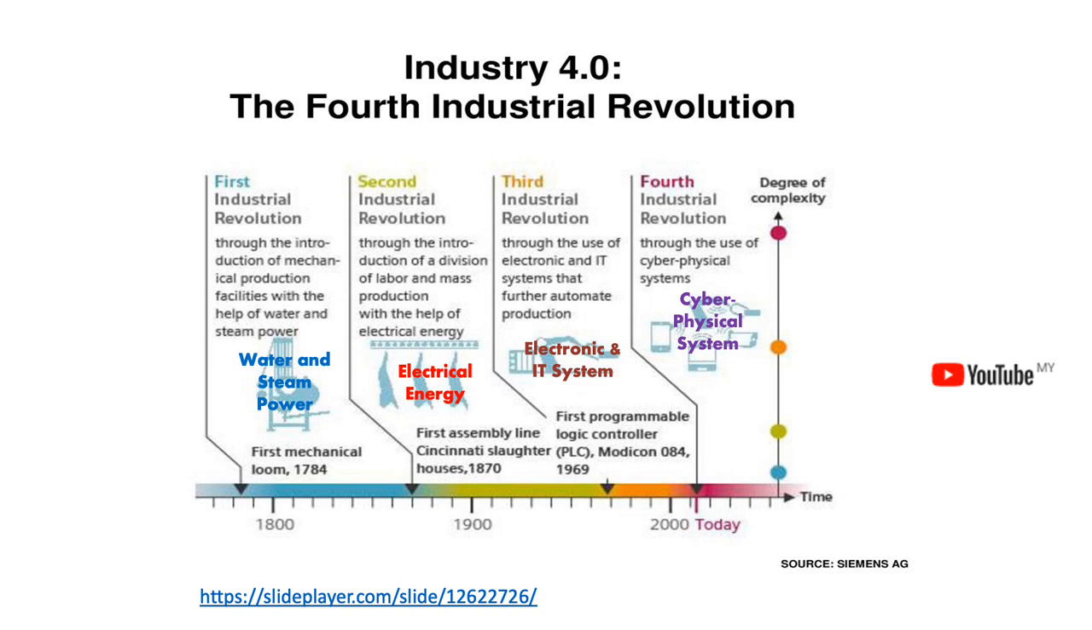Third Industrial Revolution happens through the use of electronic and IT systems that further automate production. It concentrates on the development and expansion of computers and microprocessors through partial automation using memory programmable controls. For example, electronic transistors, integrated circuits to automated machines, software systems, and also other electronics.